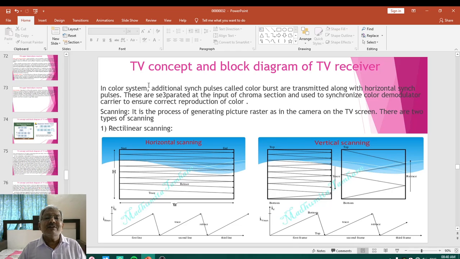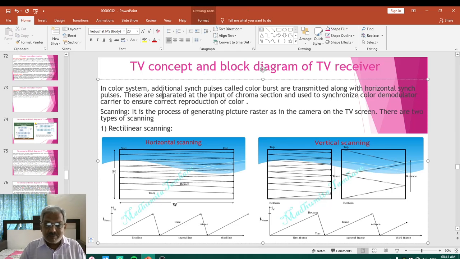In color television communication system, in addition to these horizontal and vertical sync pulses, what are called color bursts are transmitted along with the horizontal sync as well as vertical sync pulses. These are separated at the input of the chroma section and used to synchronize the color demodulator carrier to ensure correct reproduction of the color.